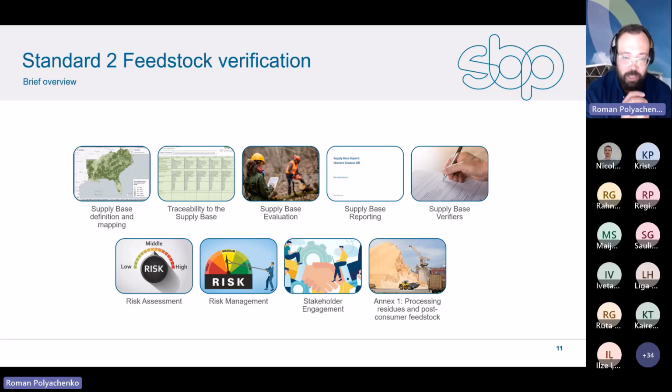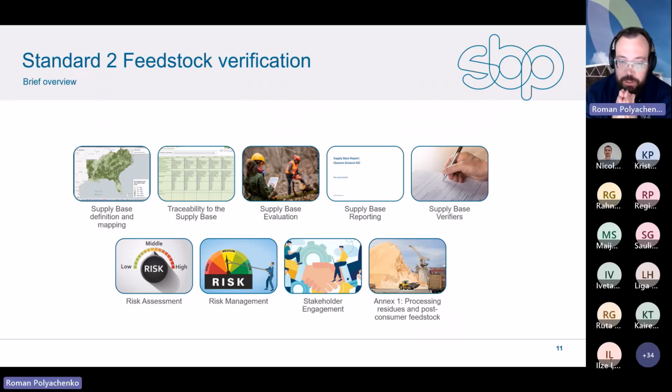Section 8 is stakeholder engagement. Engagement with stakeholders is a crucial aspect of risk management. Requirements for stakeholder engagement have not really changed. So the requirements are more or less similar: the biomass producer needs to develop their supply base evaluation and share it with the relevant stakeholders at least 30 days before finalization of the supply base evaluation report. So in these terms, no changes really happened.